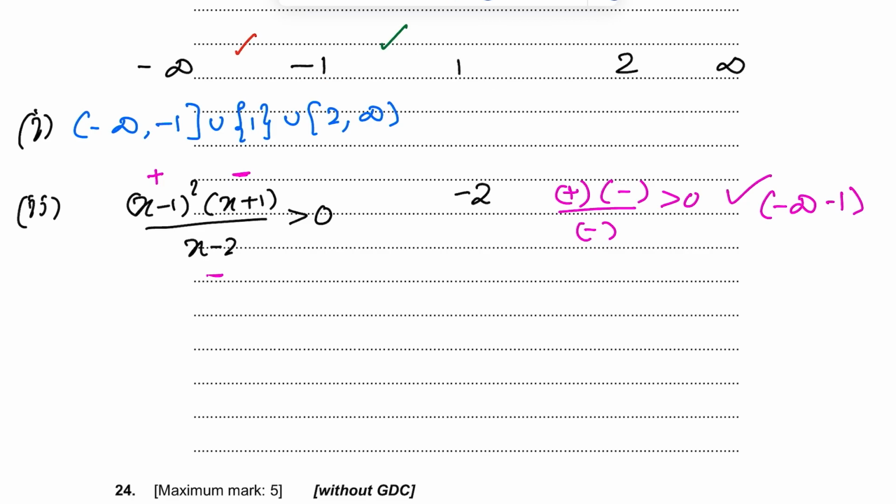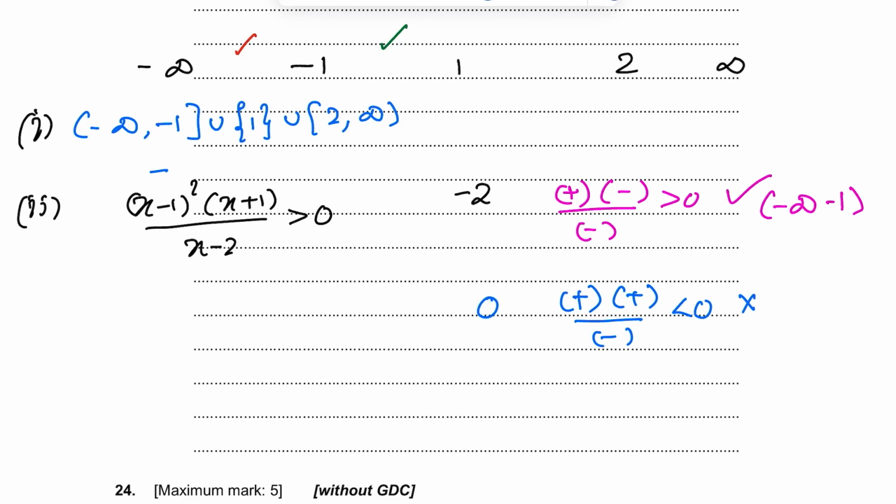Now when I take the next one, between negative 1 to positive 1, maybe 0. If I take 0, so this is positive, then 0 plus 1 is positive, 0 minus 2 is negative, so it is less than 0, so this is not possible.